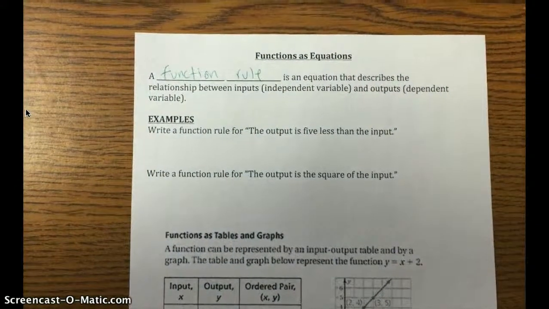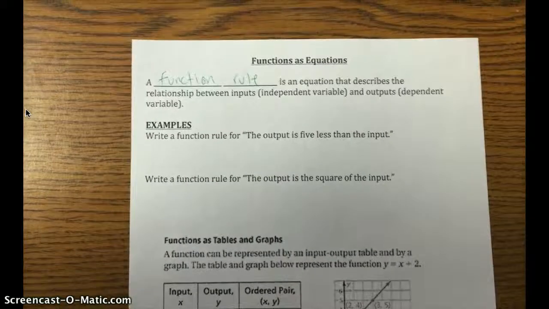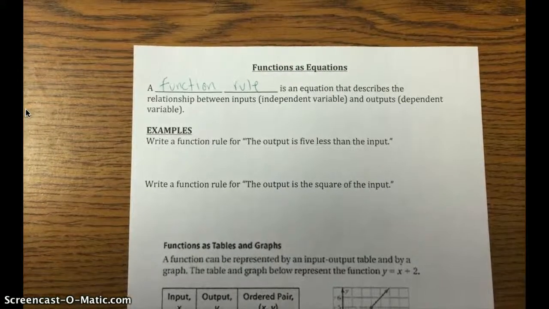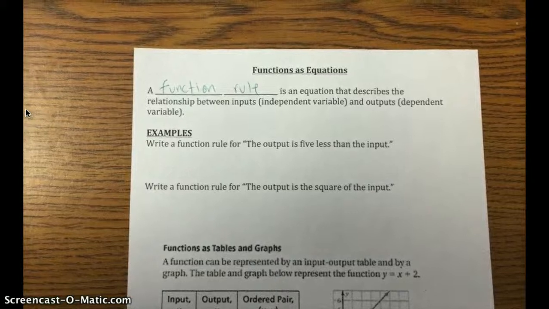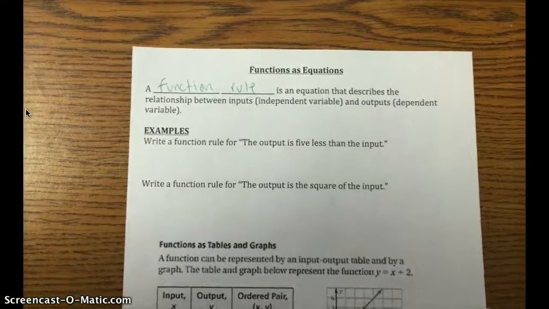So your input is the independent variable. This is what changes. That's why it's called independent. It can change. Your output is the dependent variable because it depends on what the input is. So you can't get your output unless you have your input.